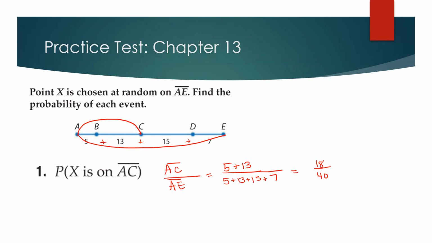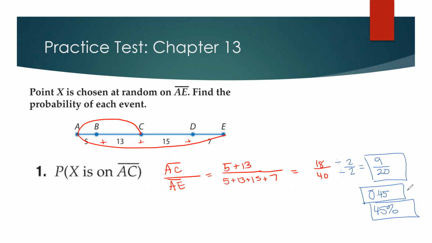Then we can simplify here. I would divide by 2 over 2, and 18 divided by 2 is 9, and 40 divided by 2 is 20. We can't simplify anymore. So 9 over 20 is our probability, or 0.45, or 45%. Any one of those ways the answer could be presented to you.